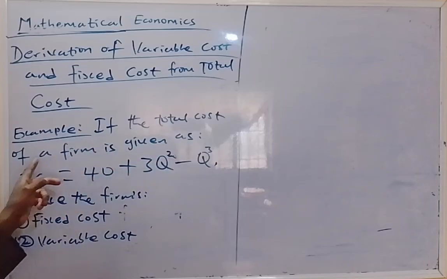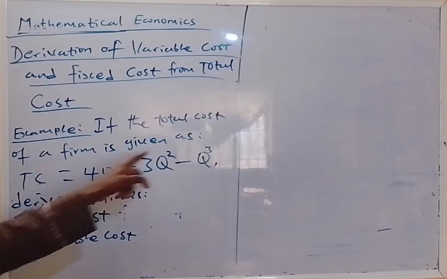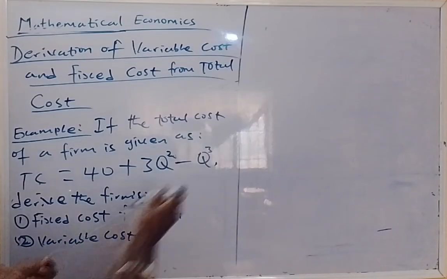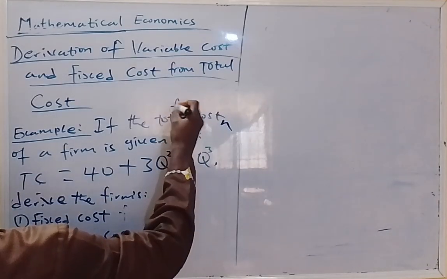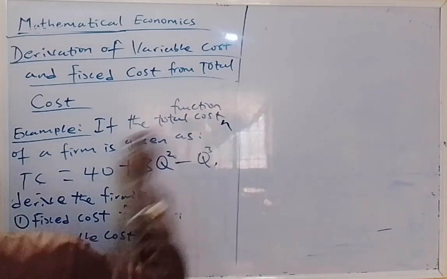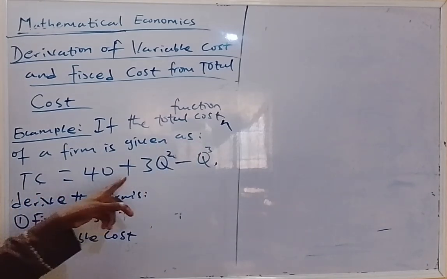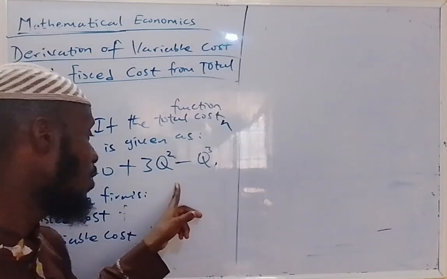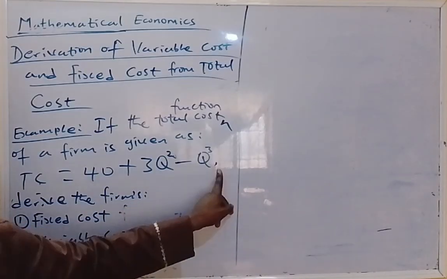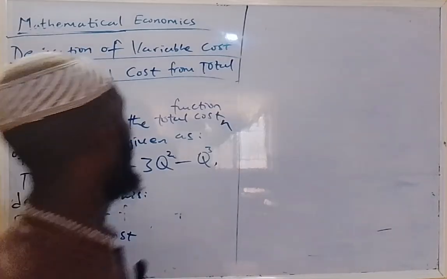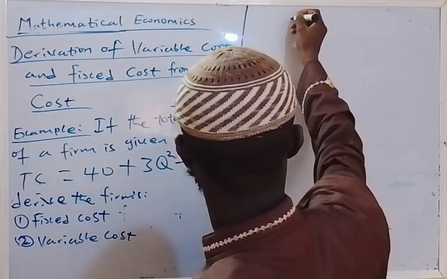If the total cost function of a firm is given as this, TC equals 40 plus 3Q squared minus Q raised to power 3. Derive the firm's 1. Fixed cost, 2. Variable cost. So here is the solution.